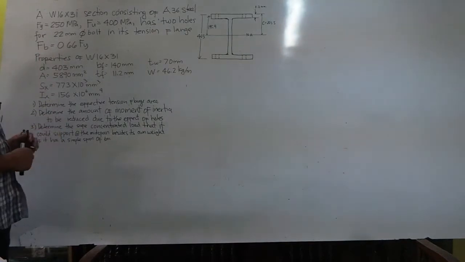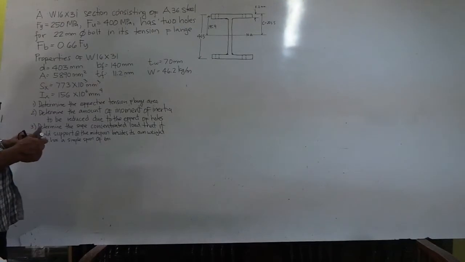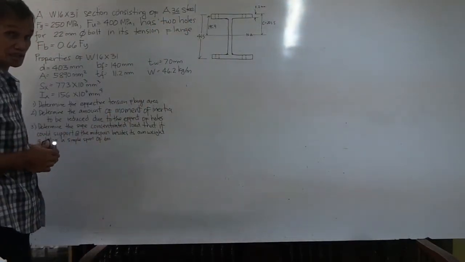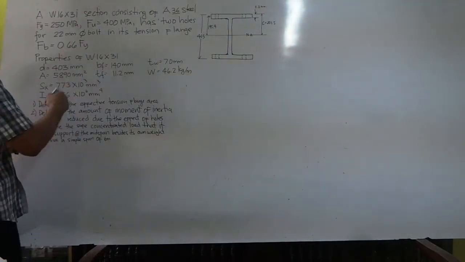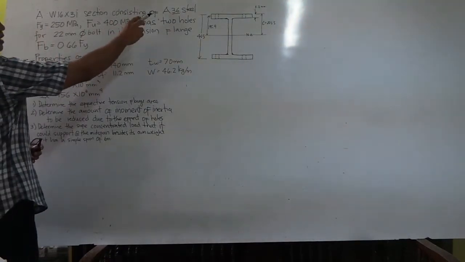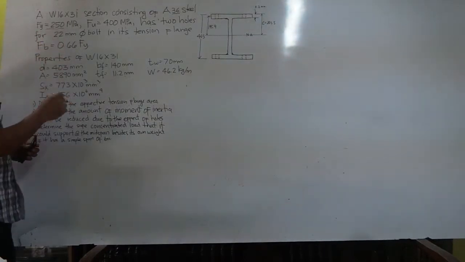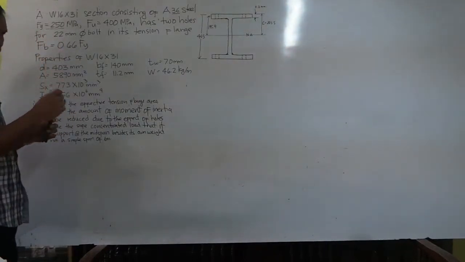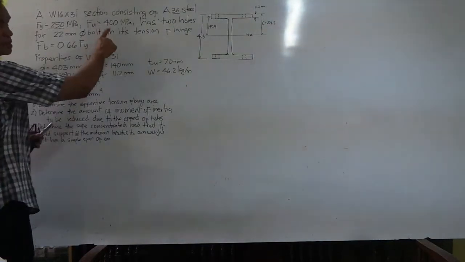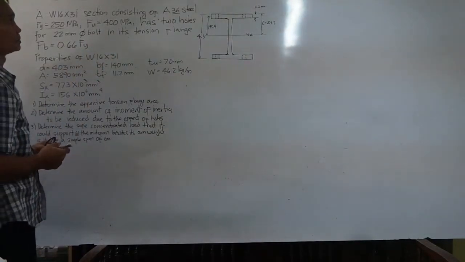We have a wide flange 16 by 31 section consisting of A36 steel. If it is A36, the 36 here is 36 ksi. If you convert that Fy, the Fy there is 36 ksi, which is just about equal to 250 megapascal. And the 58 ksi is just equal to 400 megapascal.